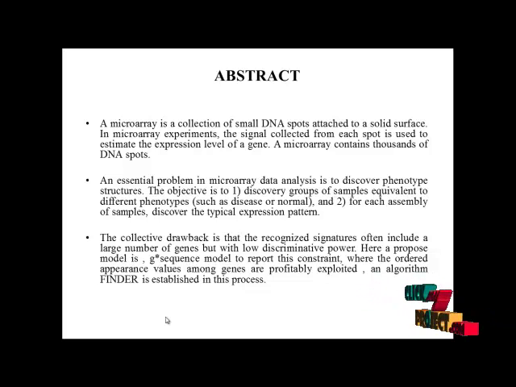The objectives are discovering groups of samples and, for each group of samples, discovering the typical expression patterns. The collective drawback is that the recognized signatures often include a large number of genes but with low discriminative power. Here we propose a model, the G-star sequence model, to address this constraint.